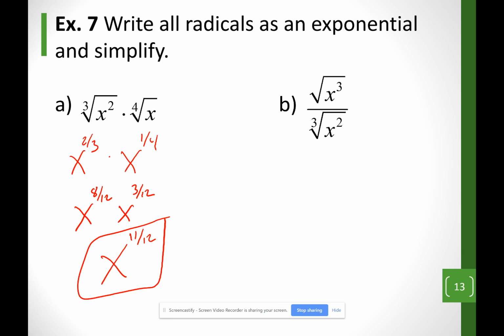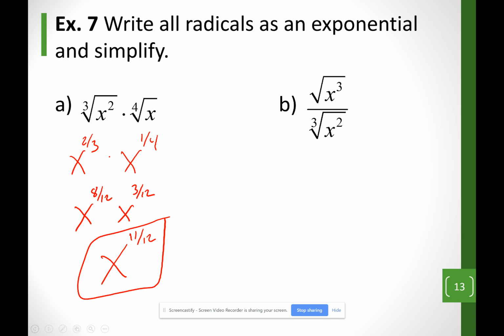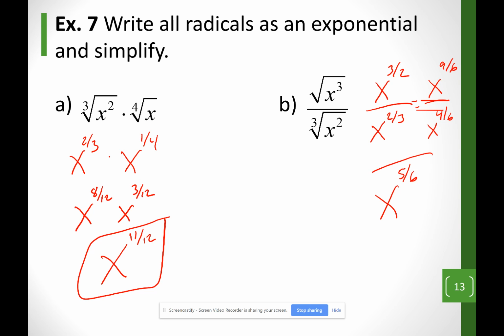Same thing with example B. To begin with, I have x to the 3 over 2 over x to the 2 over 3. Let me rewrite them with a common denominator. The first one, let me multiply everything by 3. I have 9 over 6. Second one, let me multiply everything by 2. 4 over 6. Let me subtract my exponents, and I have x to the 5 over 6.